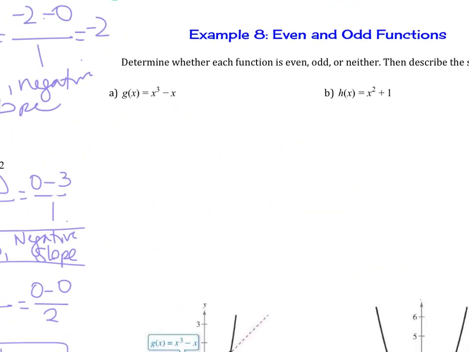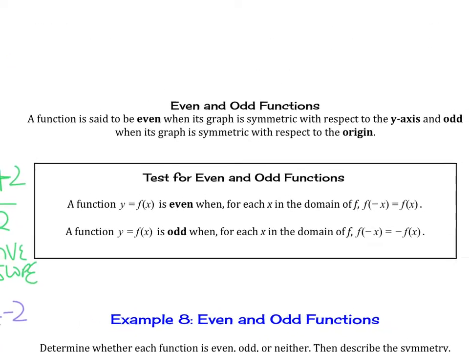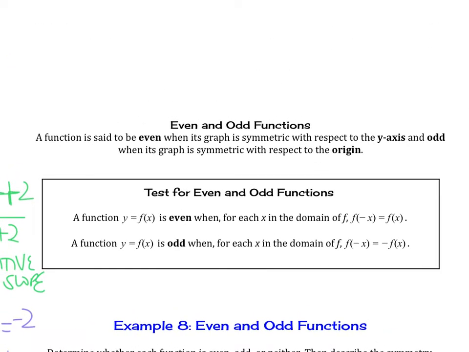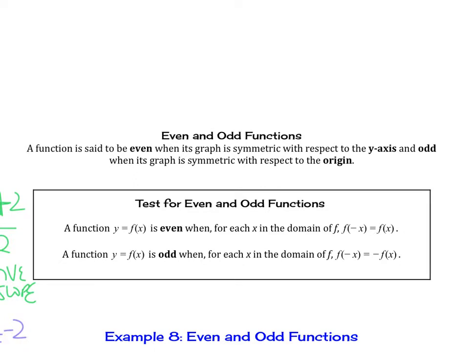So the last example is finding even and odd functions. A function is said to be even when its graph is symmetric with respect to the y-axis and odd when its graph is symmetric with respect to the origin. So here's a test for even and odd functions. A function y equals f of x is even when for each x in the domain of f, f of negative x equals f of x. So when you plug in a negative for the x values, you get the original equation back, then it's even. Now if you plug in negative x and you get negative f of x, so the whole entire equation is opposite, then it is odd.